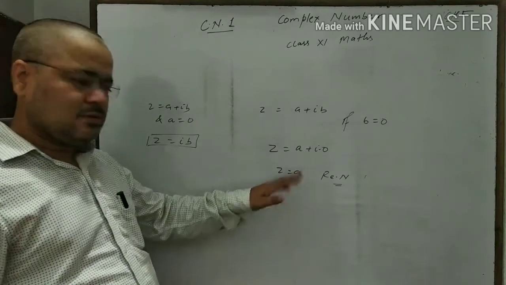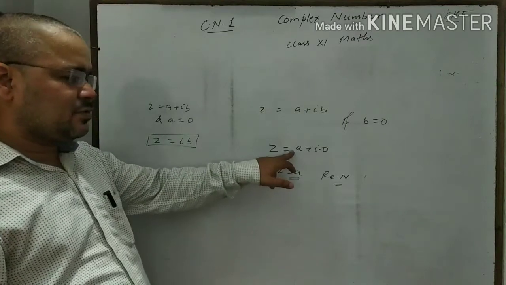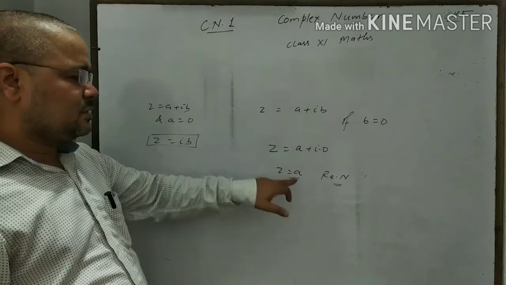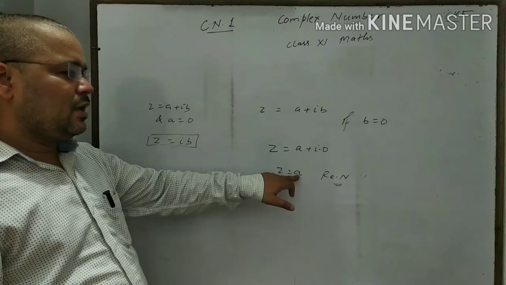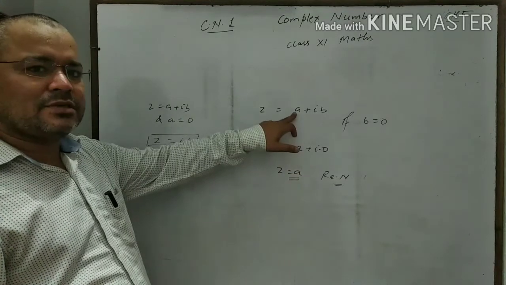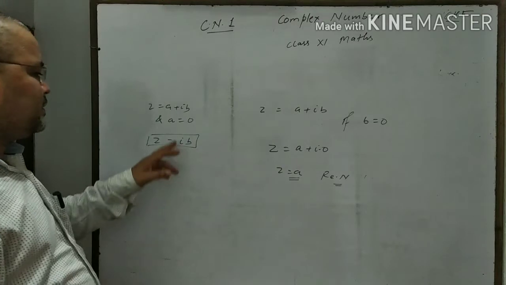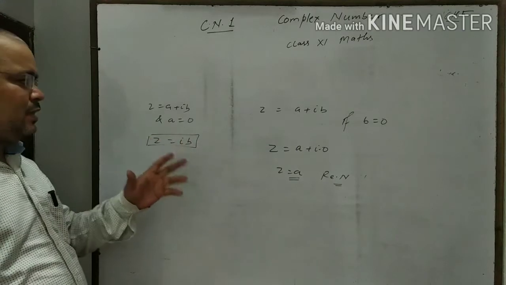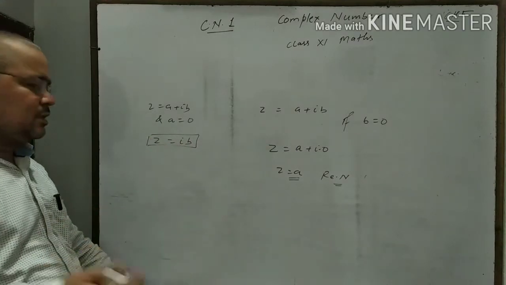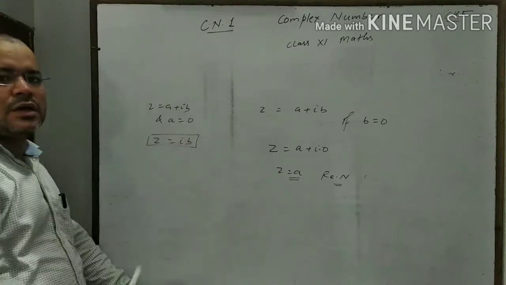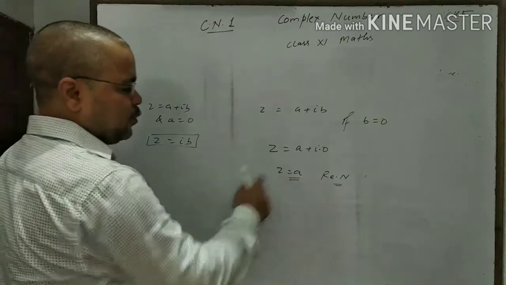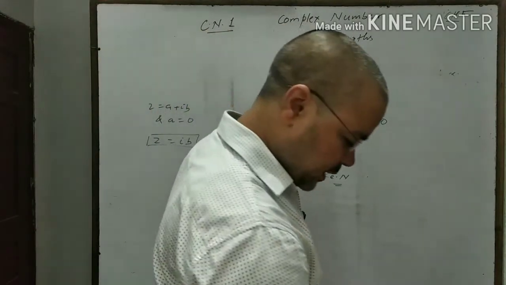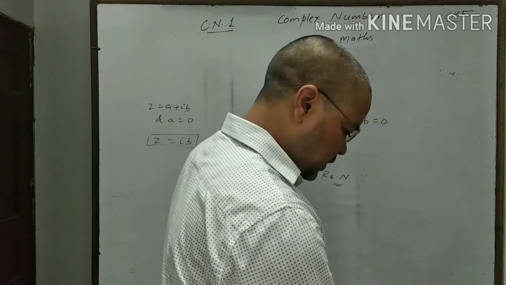Now reverse it. A real number can be written this way, which is in the standard form of a complex number. It means any real number can be represented in the form of a complex number. And if the value a is equal to 0, then z is equal to ib. It means if there is no separate real part, then this will be a pure imaginary number, and the other is a pure real number. In this way we can represent any real number as a complex number.